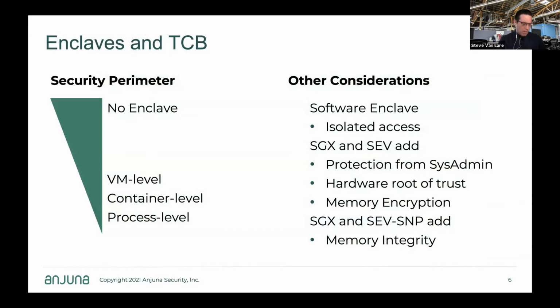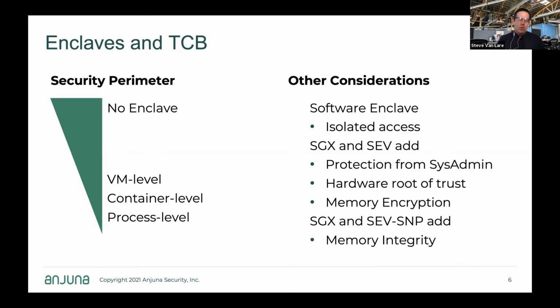So first thing I want to do is give you a model for thinking about what some of the capabilities are that are being added with enclaves. And TCB, sorry, stands for Trusted Code Base. The Trusted Code Base is, if you think about your code, every line of code is a potential bug. It's a potential security bug. It's a potential functional bug. The larger that code base, the more you have to worry about.